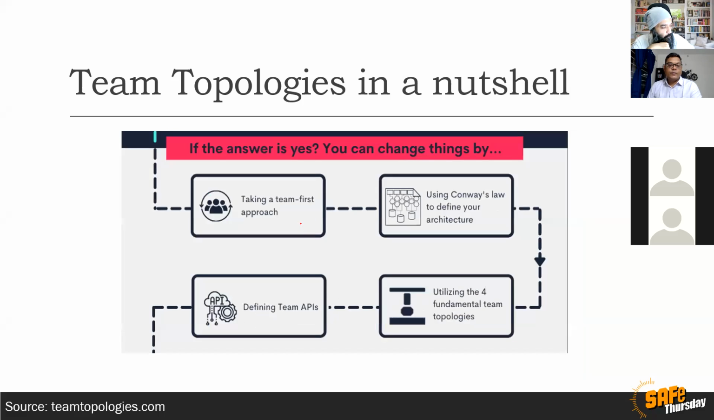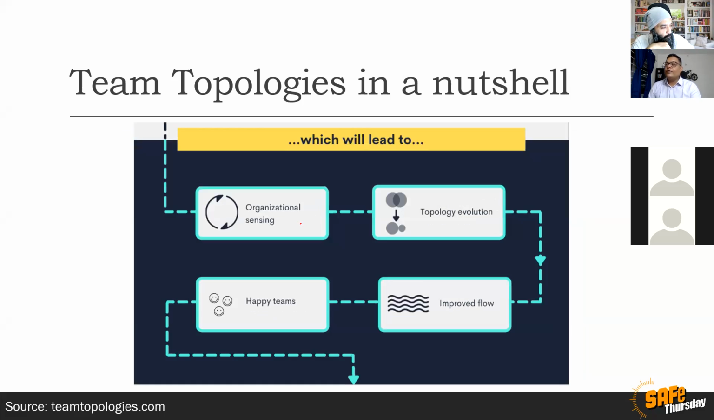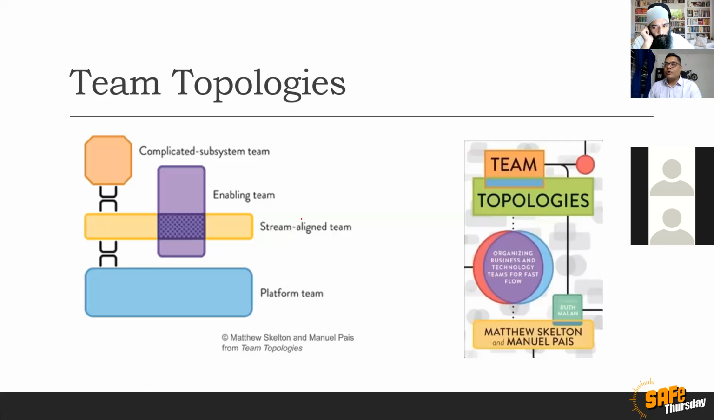And that is why what we want to do is take a team first approach, using Conway's law to define our architecture, and utilizing the 4 fundamental team topologies. Right? And that is where we are leveraging what Manuel Pais and Matthew Skelton have written in their book called Team Topologies, where we are restructuring our teams, this team of teams, and then there is a topology evolution, and then there is an improved flow and happy teams. Now let's look at what they are saying.